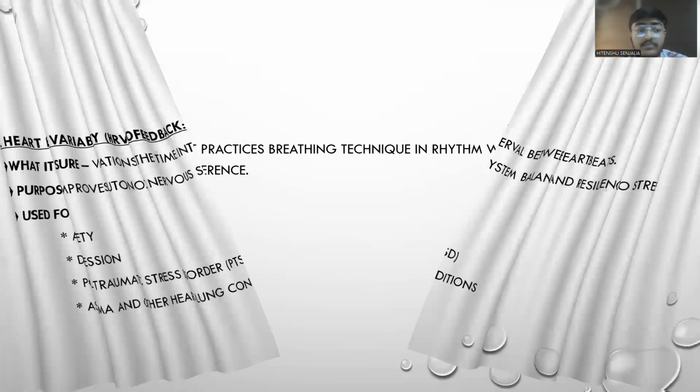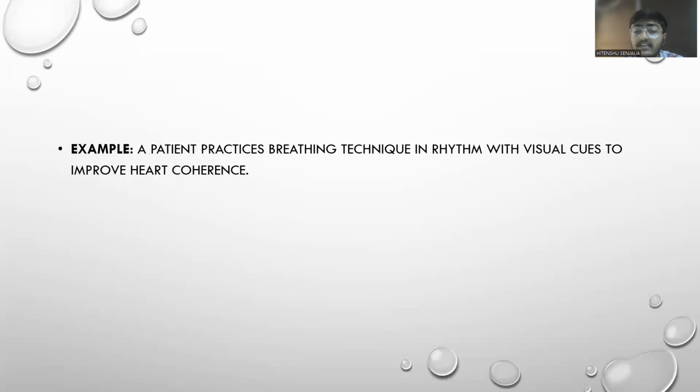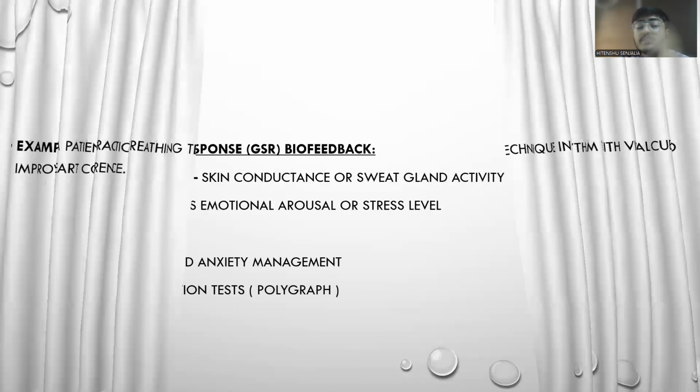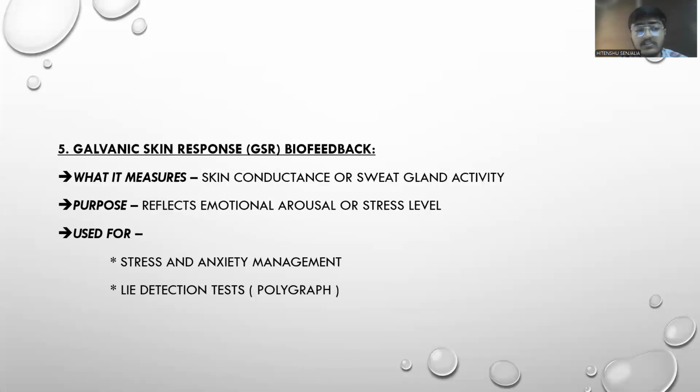Now we can see the examples. A patient practices a breathing technique in rhythm with visual cues to improve heart coherence. Means, by seeing the rhythm of the breathing, the person can do the exercise.